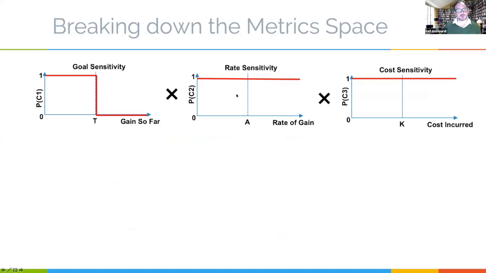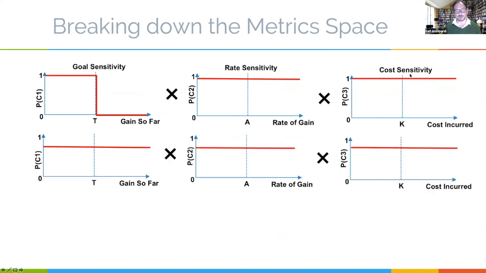And so once we do that, imagine we had this third function, when we multiplied them all together, then something like reciprocal rank would look like the continuation functions would be stop when you get to t equals 1, but it wouldn't care about the rate, and it doesn't care about the cost that you incur.